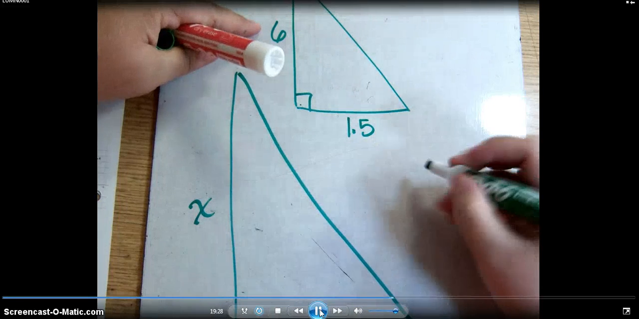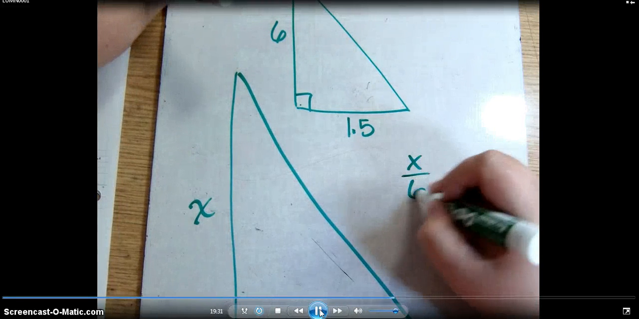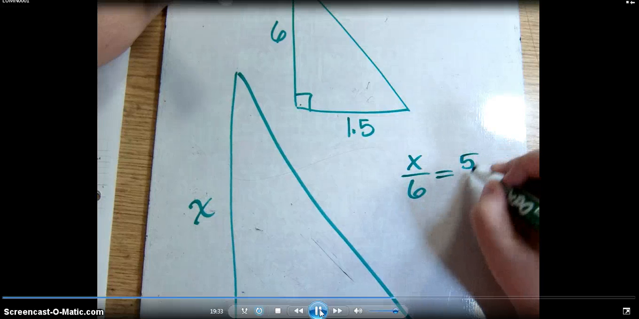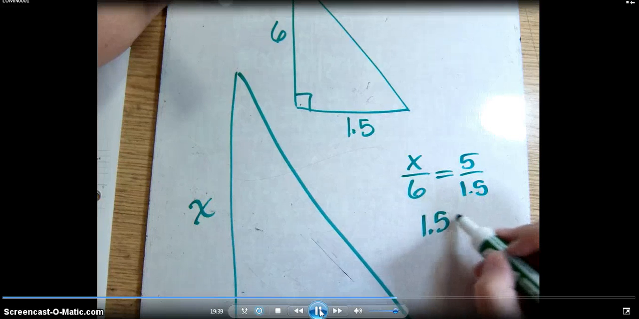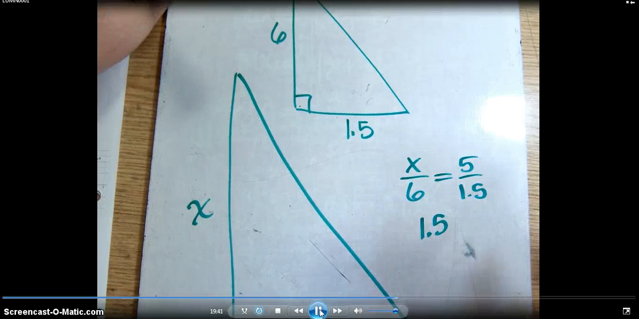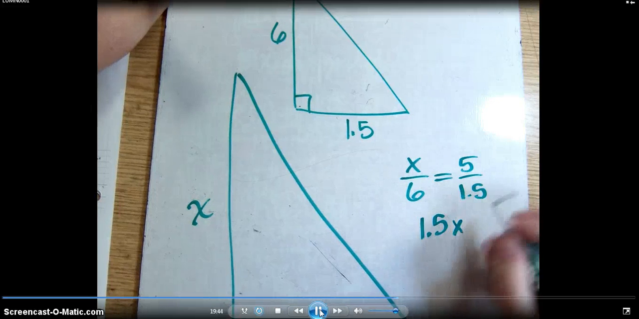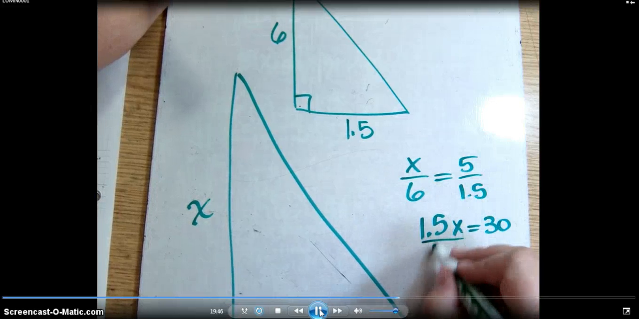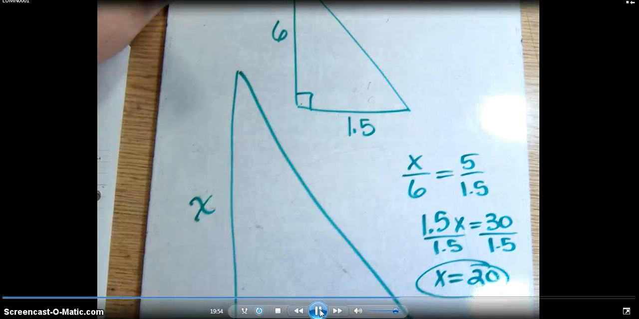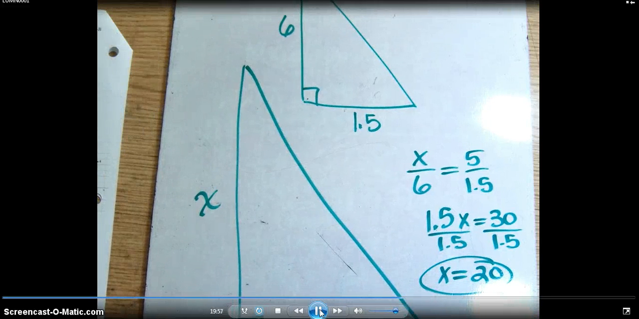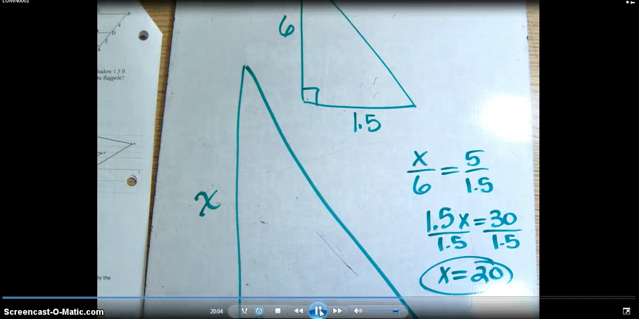Remember, there's lots of ways to do that. So I would say x over 6 equals 5 over 1.5. Cross multiply: 1.5x equals 30. Divide both sides by 1.5, and you have 20. X is 20. So the height of the flagpole for number 4 is 20. Number 5, we'll come back to. I'm going to talk about number 5 after the explanation.